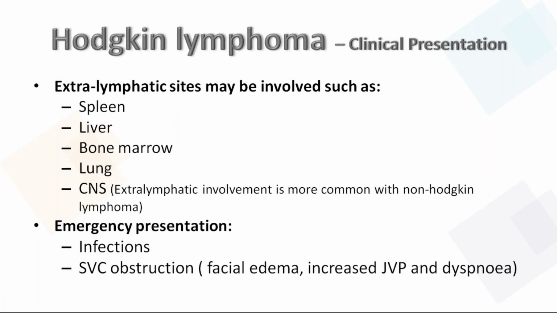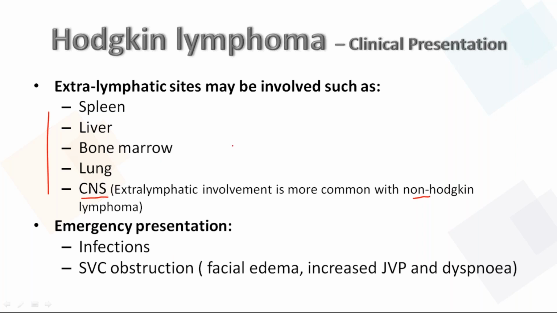Now, when the involvement is beyond the lymphatic system or the usual lymph nodes, the spleen, liver, bone marrow, lung, and CNS are the organs that may be affected. Extra-lymphatic CNS involvement is actually less common with Hodgkin's than with non-Hodgkin's. That's one thing, but these other organs may be involved.